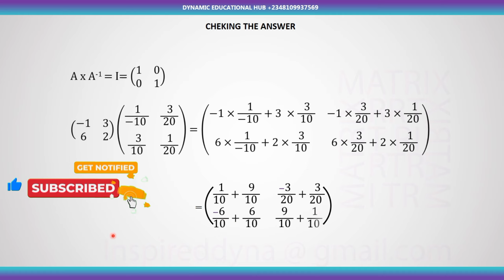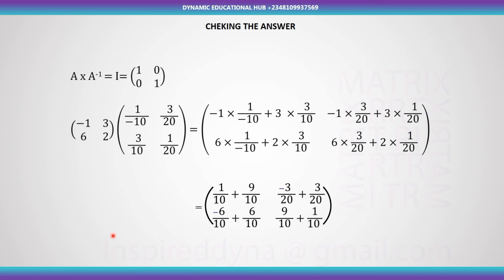Then we have this as well. For the second row, we have this. Now, at the end of the day, when you complete this, 1 over 10 plus 9 over 10, you have 1. Minus 3 over 20 plus 3 over 20, you have 0. Then minus 6 over 10 plus 6 over 10, you have 0. Finally, 9 over 10 plus 1 over 10, you have 1. And if you look at it very well, you see that we have a unit matrix of order 2 by 2. So which means that our inverse is correct.